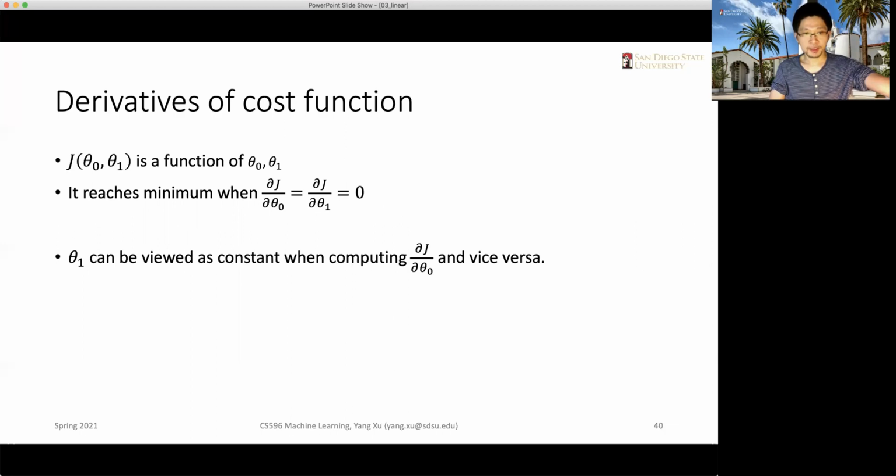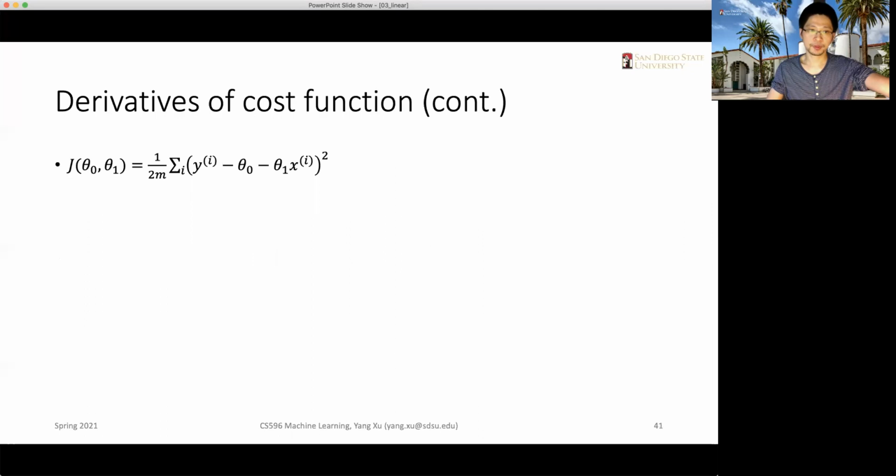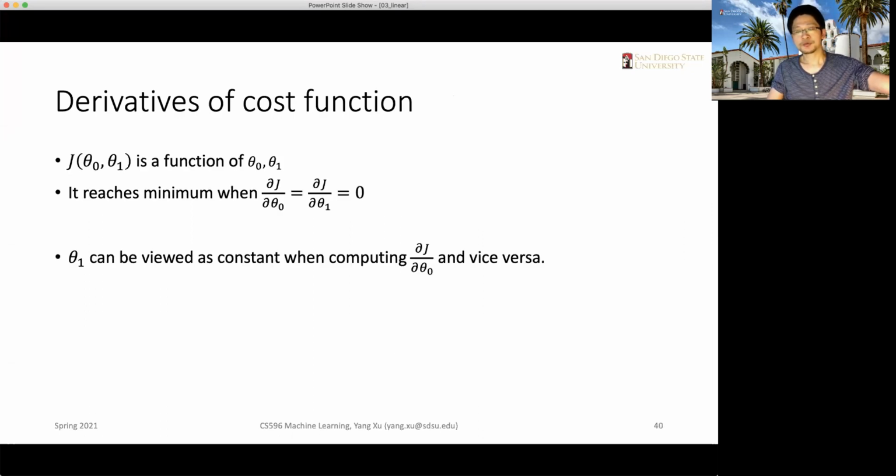Okay, so another technique we will need to use is that theta 1 can be treated as a constant when we are computing the derivative with respect to theta 0, and vice versa. So when we take the derivative with respect to theta 1, theta 0 is also a constant. Okay, so let's quickly do that.